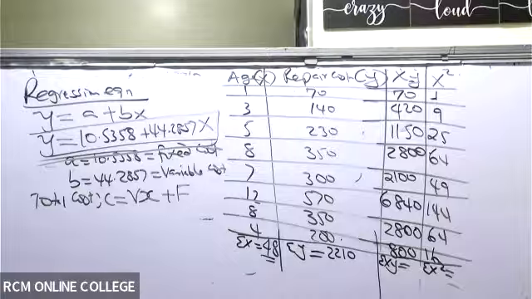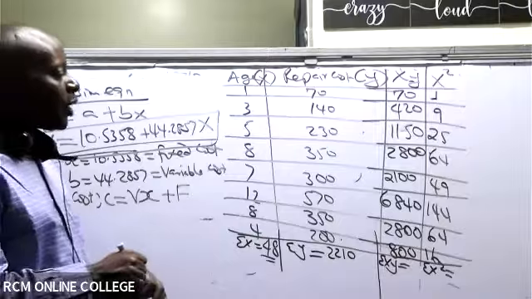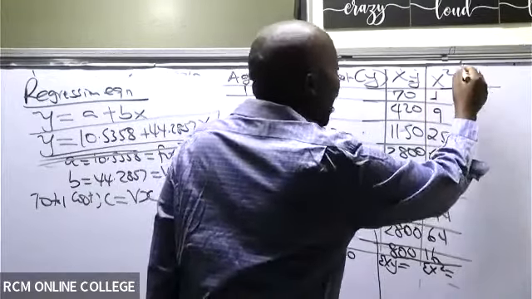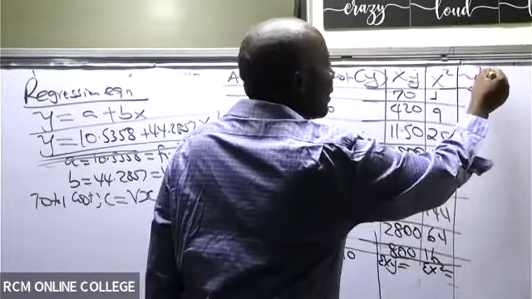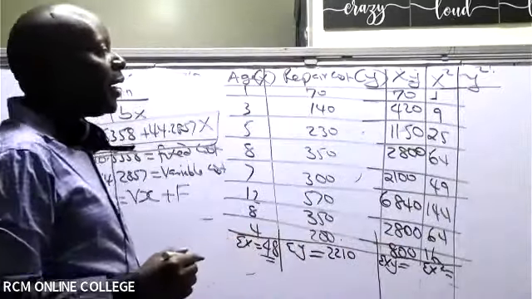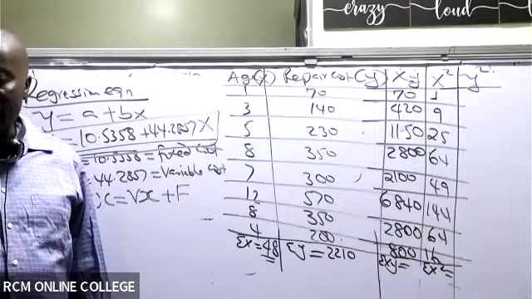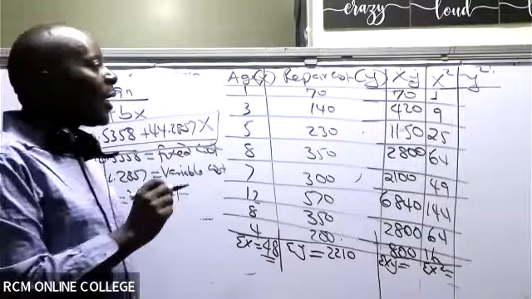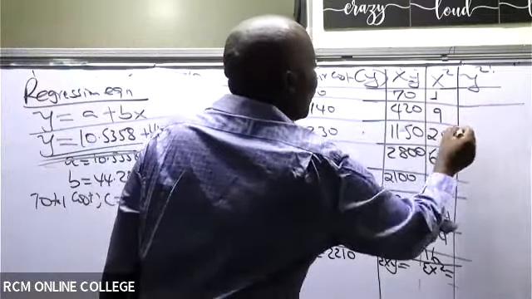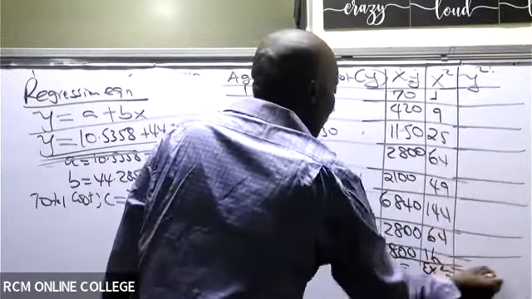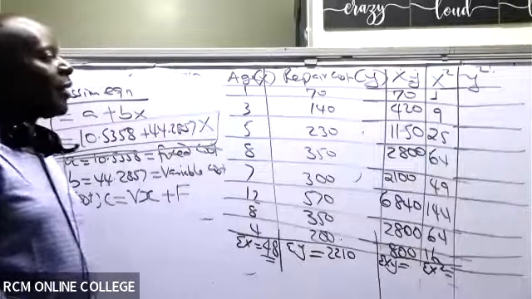And then look at Roman 4. They want us to give them the coefficient of determination. For us to get the coefficient of determination, we need to create an extra column here, which we shall call y squared. So I would want somebody to help me get these squares of y. Somebody please come and give me these squares of y.